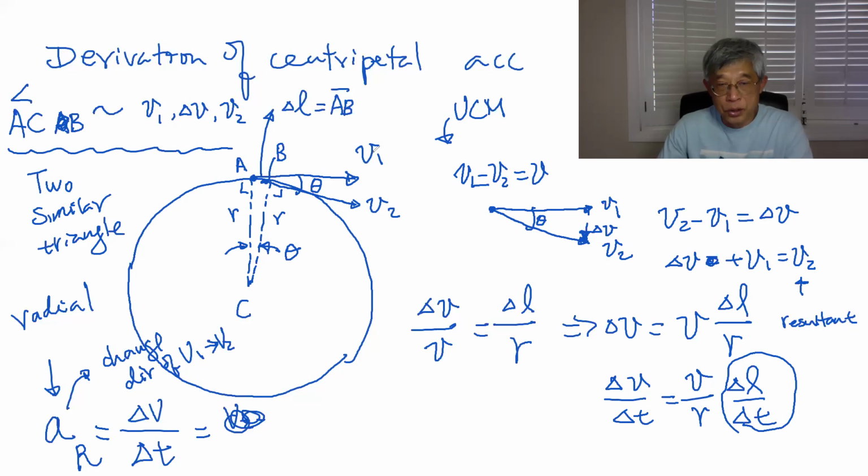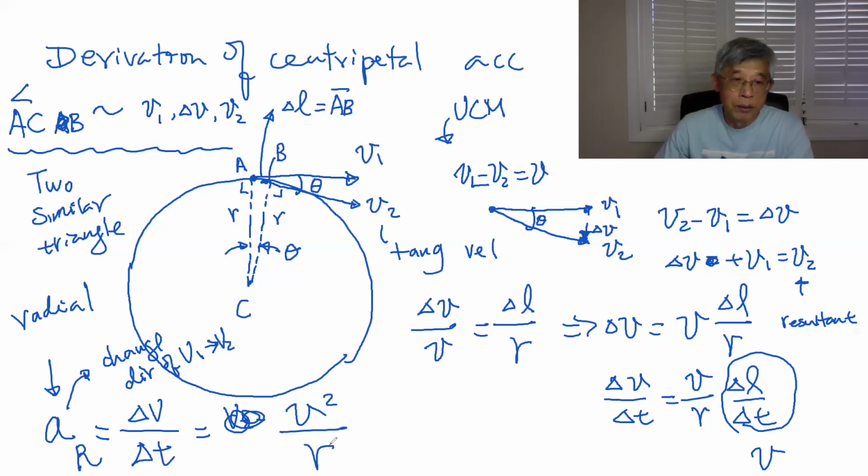And this velocity is called tangential velocity, because it's tangent to the radius. So that is V, okay? So then we have delta V over delta t, which is basically equal to V times V, so V squared divided by R, all right?